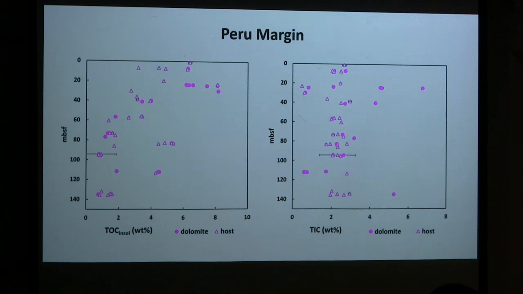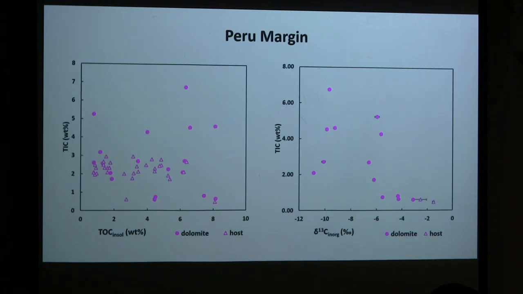Comparing inorganic carbon to depth, there's no clear trend for neither dolomites nor host samples. Total organic carbon compared to total inorganic carbon, no clear trend, neither for dolomites nor for hosts. Comparing the inorganic carbon isotopic data to inorganic carbon weight percent, not a clear trend. Kind of a negative trend, but nothing significant.